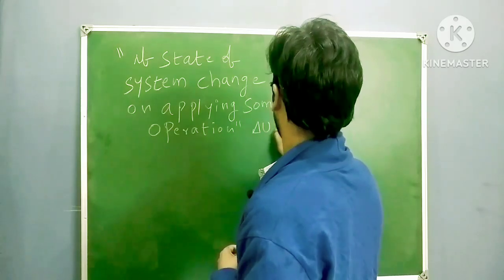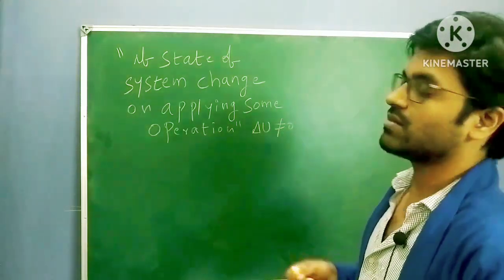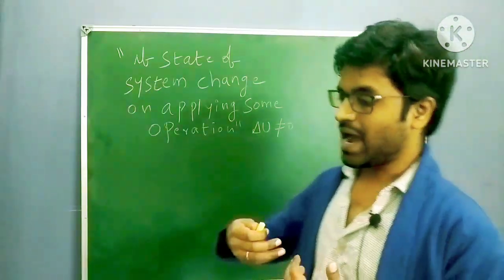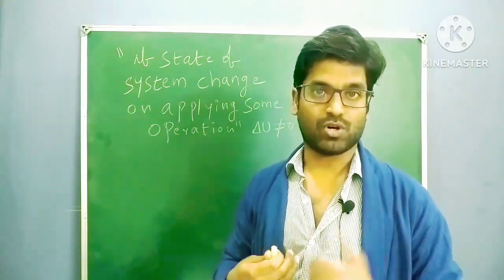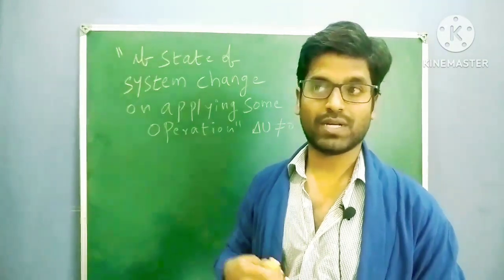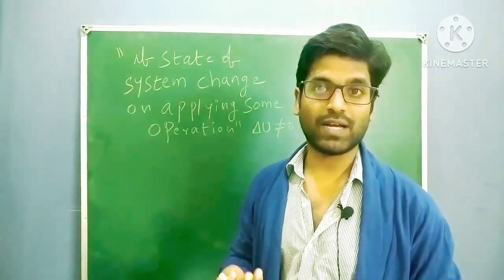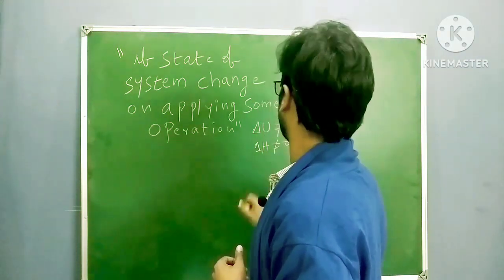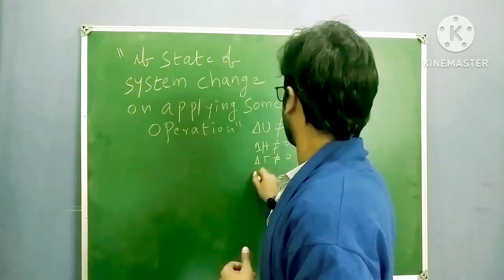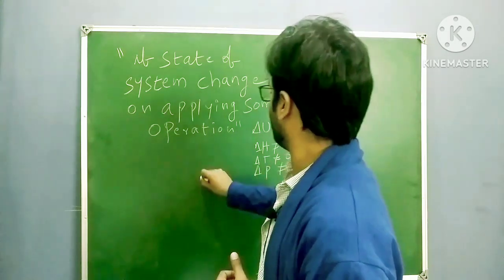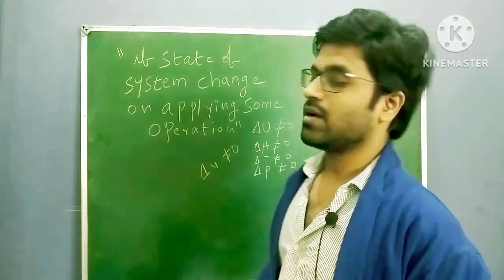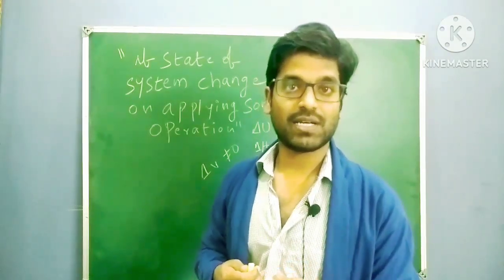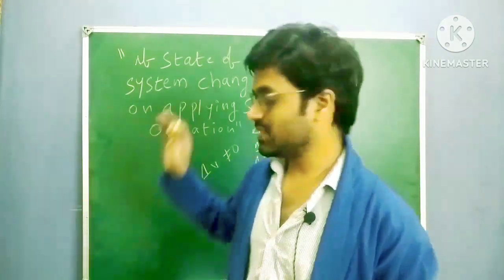delta U not equal to 0, the change in internal energy might change, right? Initially you have internal energy of, suppose, 25 kilojoule per mole. After that 50 kilojoule per mole. There is a difference, delta U is 50 minus 25. So delta U not equal to 0, delta H not equal to 0, delta T not equal to 0, delta P not equal to 0, delta V not equal to 0. They might be anything, right? So anything can change, anything might not change. This is about the process.